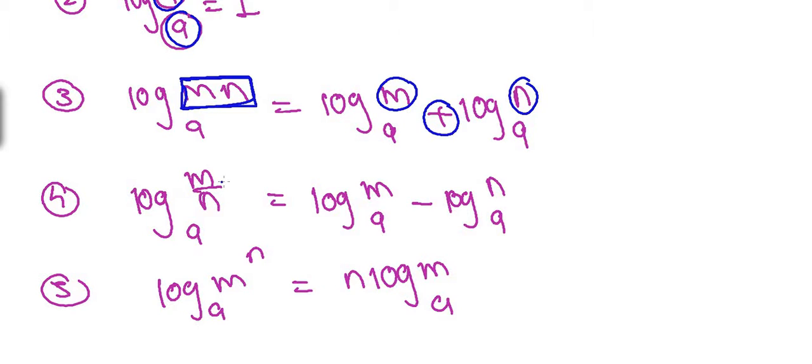Similarly, in rule number 4, the division is converted into subtraction. Log of m upon n is log m minus log n. And rule number 5, log of m raised to the power n, shift this n to the coefficient position of the log, that is equal to n into log of m to the base a. Now let us study how to find log.